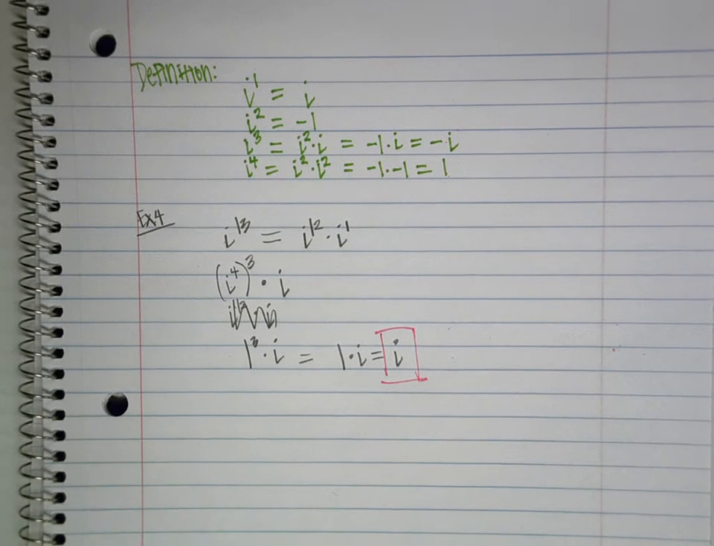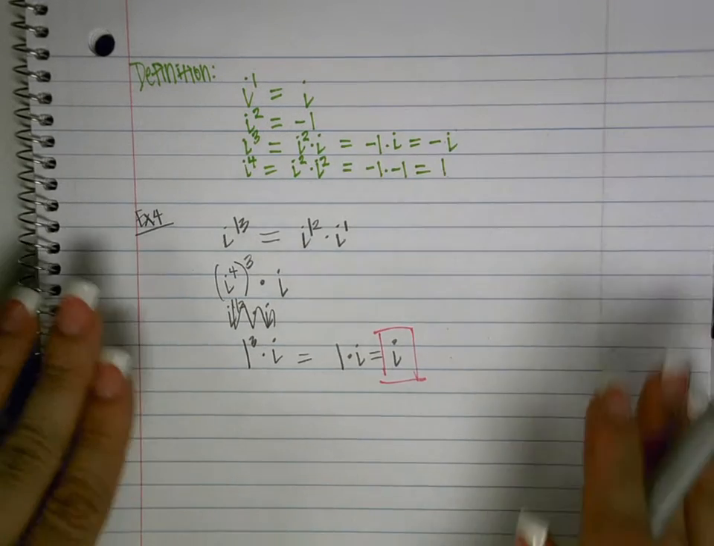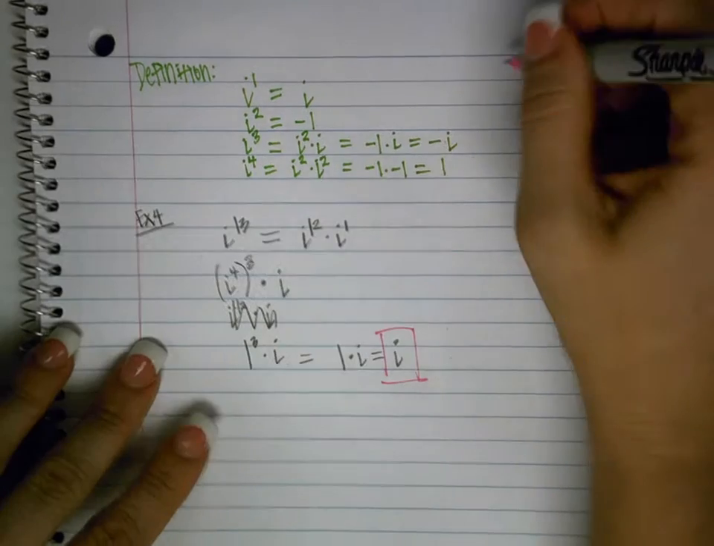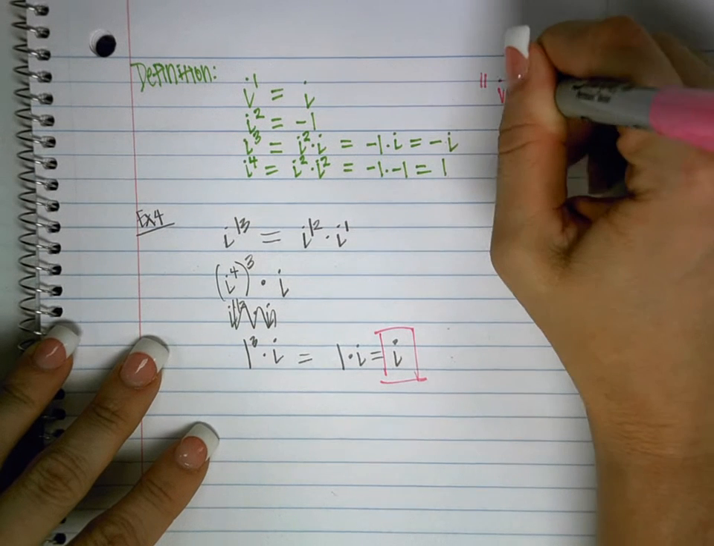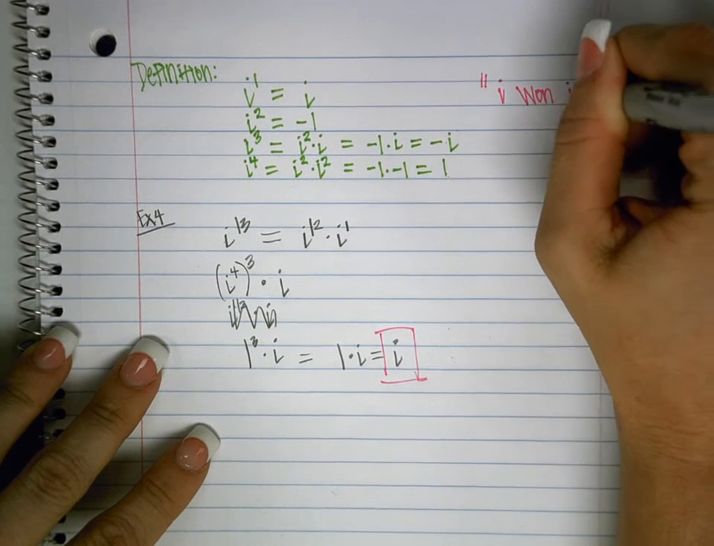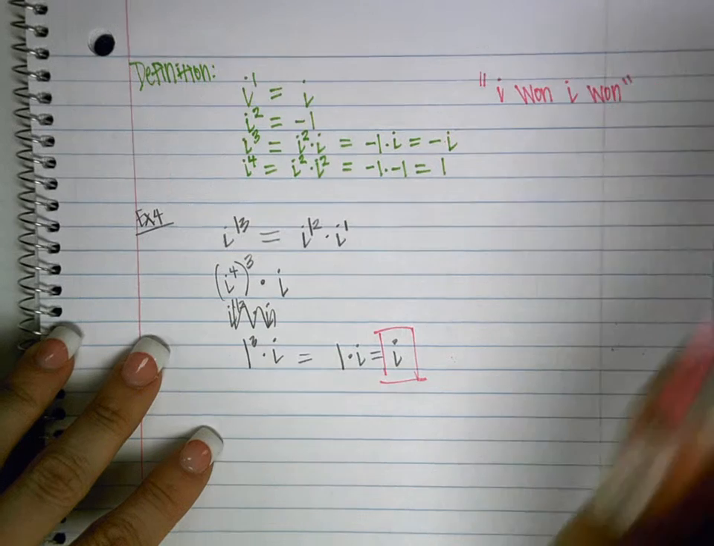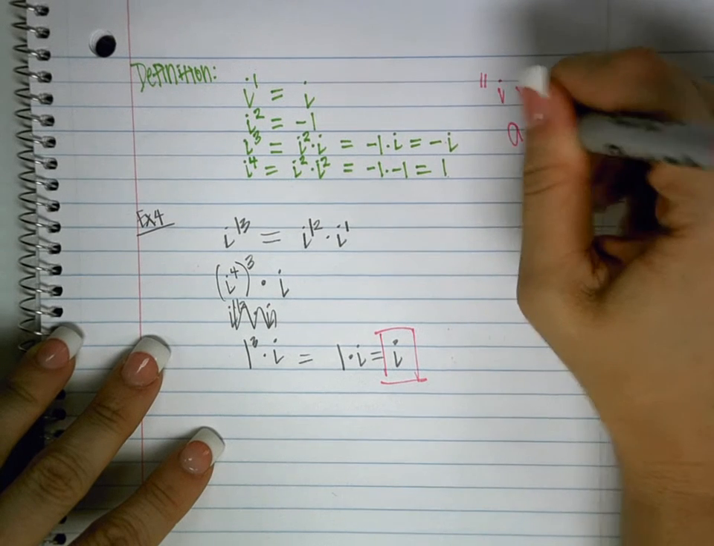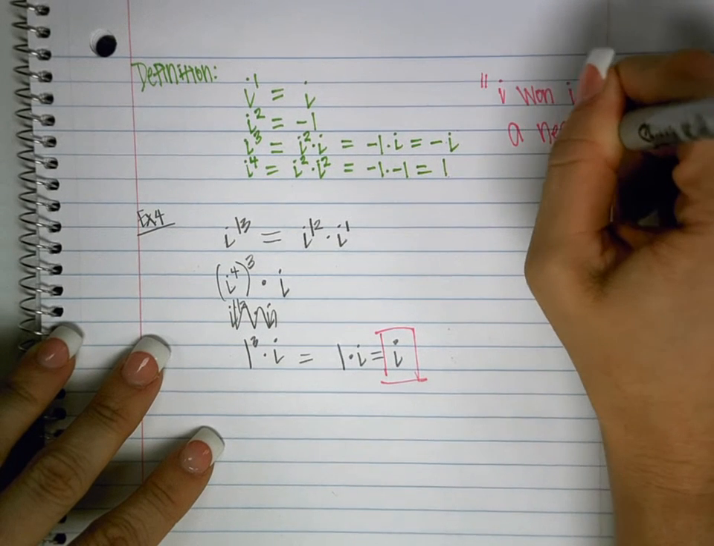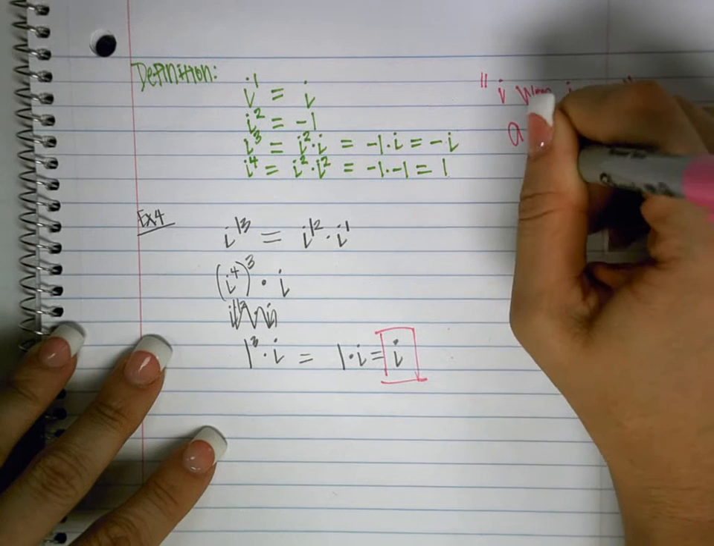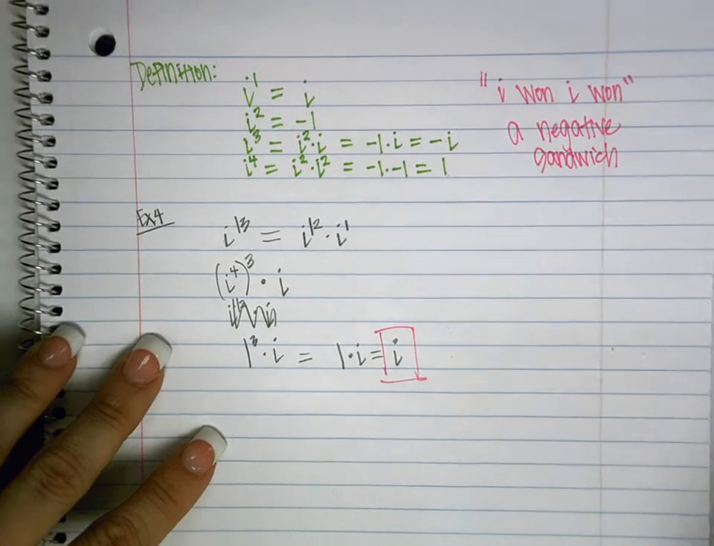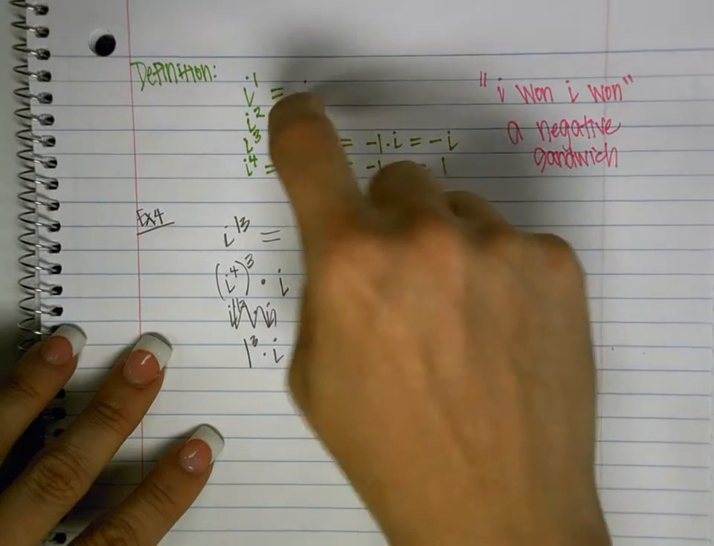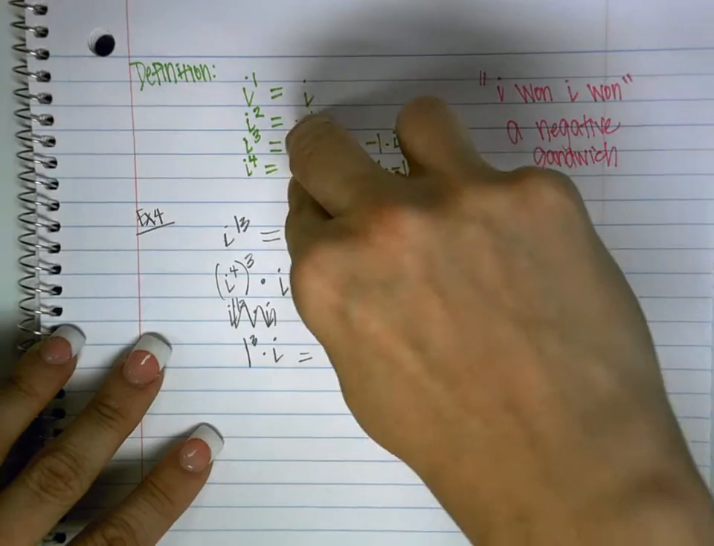Okay, watch. I'm going to show you an easy saying. It's kind of silly, but that's okay. The silly saying is, I won a negative sandwich. I'm going to show you this in just a second. Watch. I won a negative sandwich.